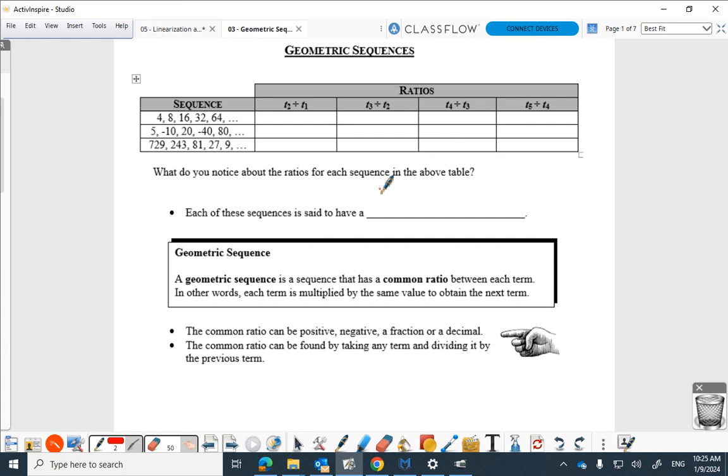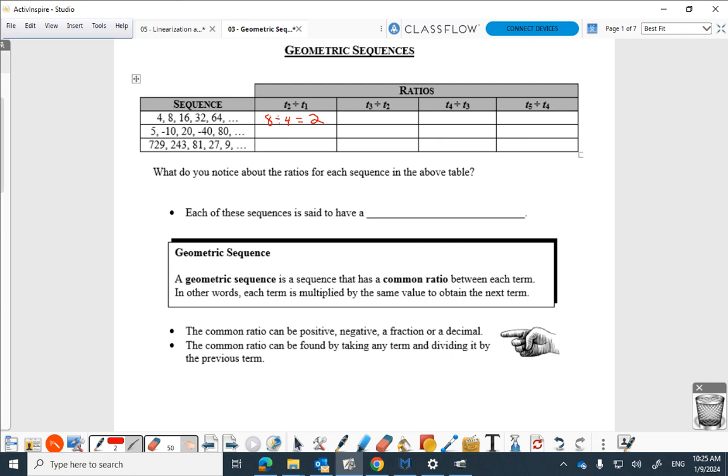Geometric sequence. First one: 4, 8, 16, 32, 64. The idea is, if it's geometric, you take each term and divide it by the previous term to find out if it's multiplying by something all the way along. So you'd go 8 divided by 4, and I get 2. If I take the second term and divide by the first term, I get 2. Someone multiplied by 2 to get the second term.